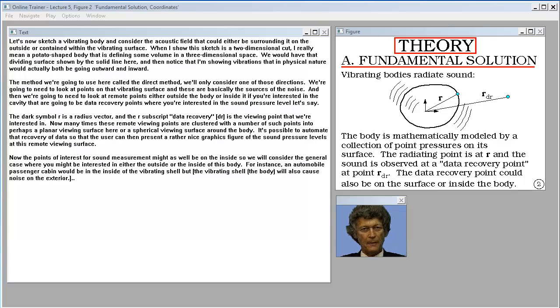Let's now sketch a vibrating body and consider the acoustic field that could either be surrounding it on the outside or contained within the vibrating surface. When I show this sketch as a two-dimensional cut, I really mean a potato-shaped body that's containing some volume in a three-dimensional space. We would have that dividing surface shown by the solid line here, and then notice that I'm showing vibrations that in physical nature would actually both be going outward and inward. The method we're going to use here, called the direct method, will only consider one of those directions.